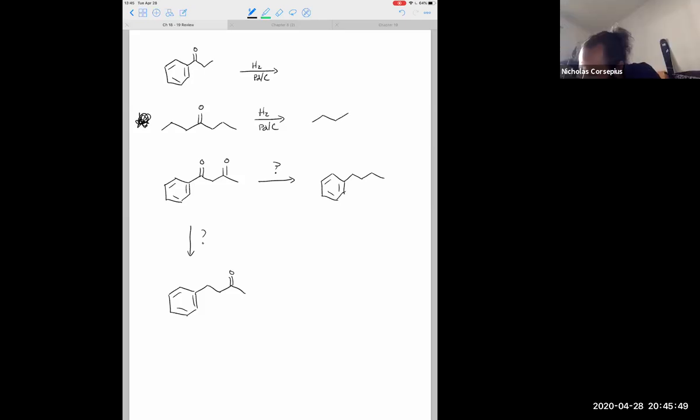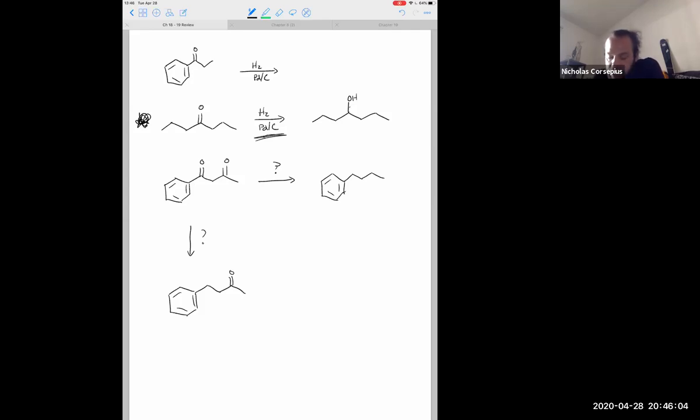So here, this would reduce, well, I guess there's a hydrogen there, so I don't have to draw it. So this would reduce to this secondary alcohol here, okay? And that's just using our normal old hydrogen gas and palladium catalyst.